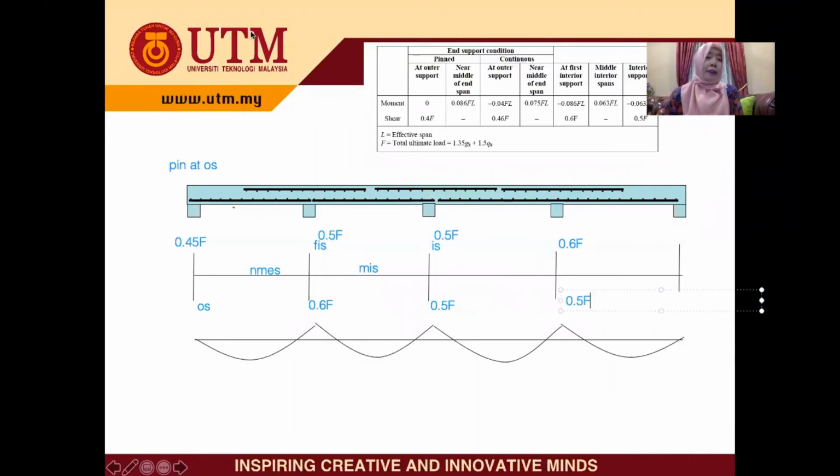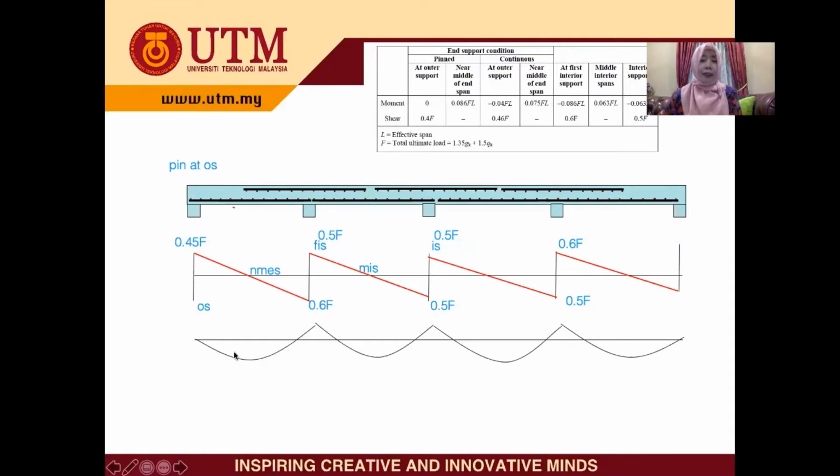Okay, then we can draw the shear force. It's like that: 0.5, 0.5, 0.6, 0.45. So that is the shear force when we assume it as a pin at the outer support.